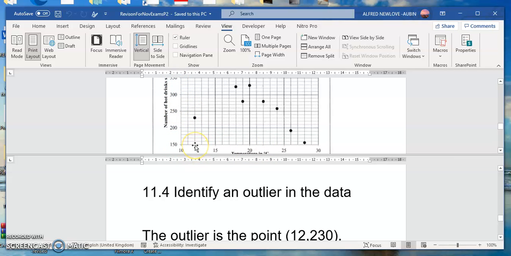So let's check the temperature, which is x. It's going to be 12 because from here this is 10, 11, 12, 13, 14, 15. So this side is 12. And the y value, which is the number of drinks sold, is going to be 230. How did we get that? This is 200, 210, 220, 230, 240, 250. So this side is 230. So the outlier is going to be (12, 230).